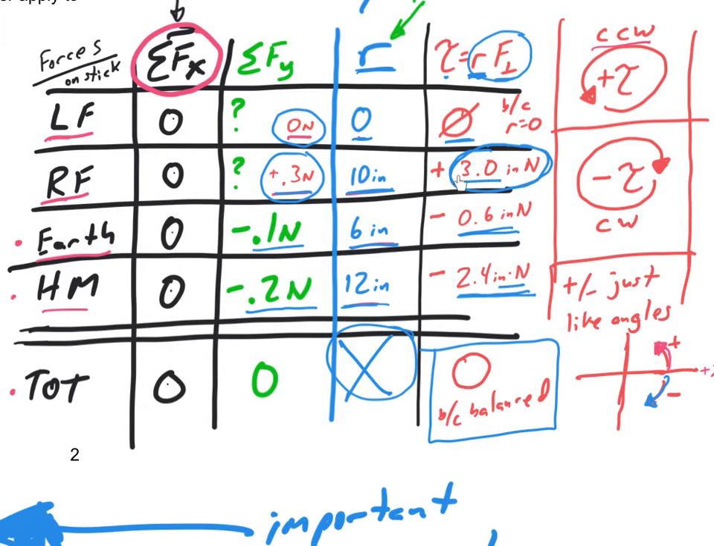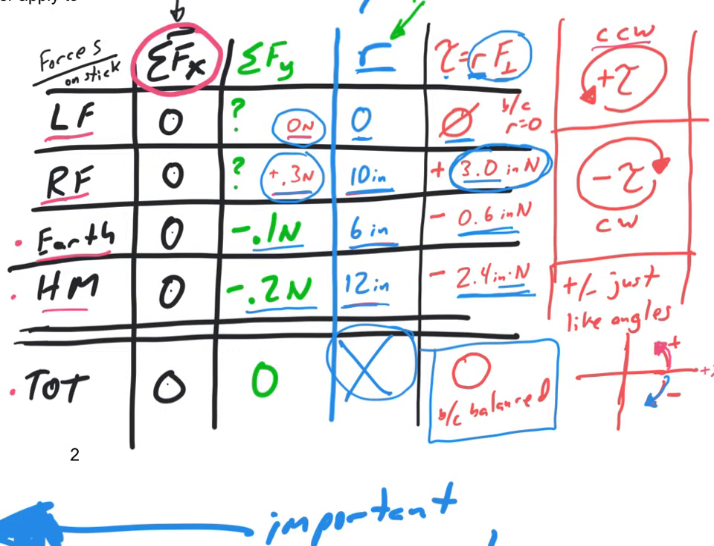I can use this 3 inch newtons to find out what the force in y is by taking the torque, dividing it by the moment arm, and getting the force. So that'll be 3 divided by 10 is 0.3. And I know it's upwards, hence the positive.